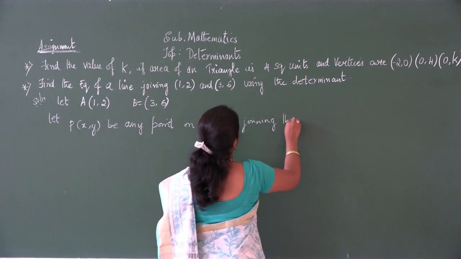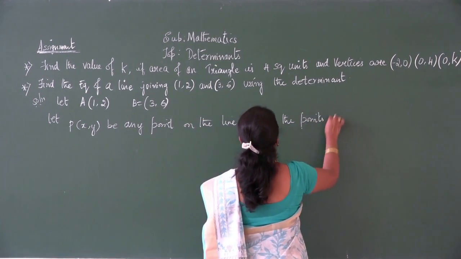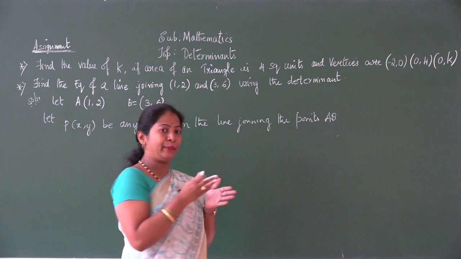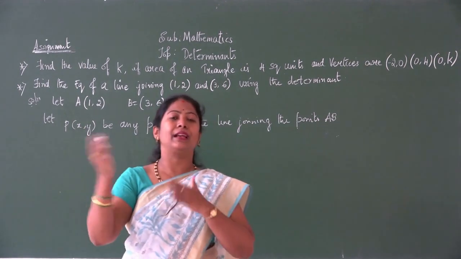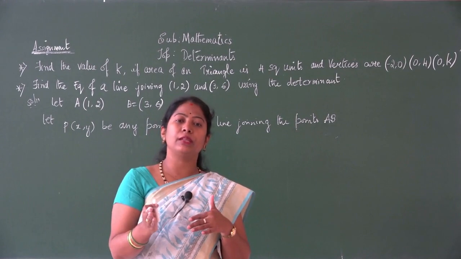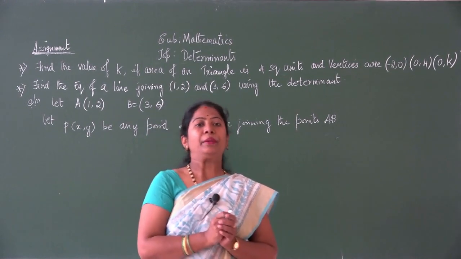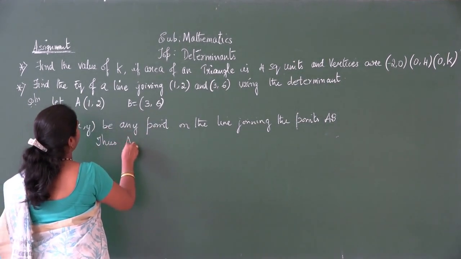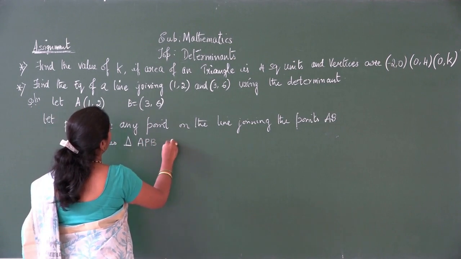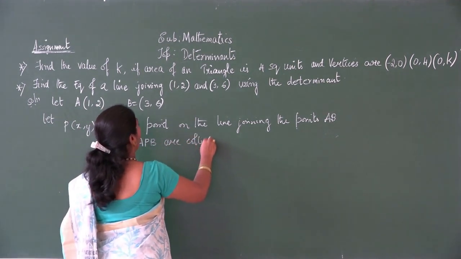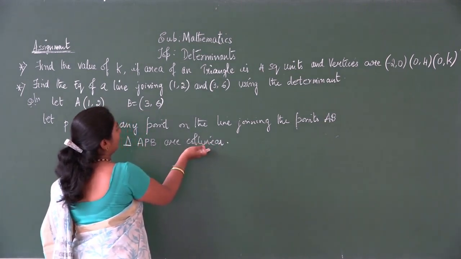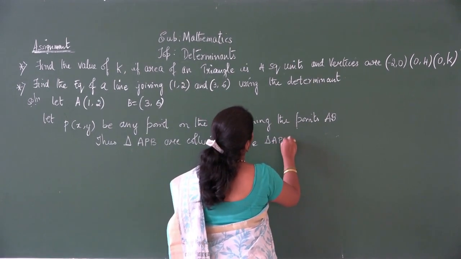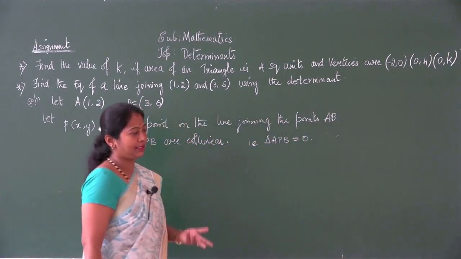joining the points A and B. Now, if P is any point on the line joining the points A and B, implies what? All the 3 points lie on the same line. If all the 3 points lie on the same line, then we can say A, P, B are collinear. Thus, triangle APB is collinear. Since they are collinear, can we say the area of triangle APB is equal to 0? That is, triangle APB is equal to 0.